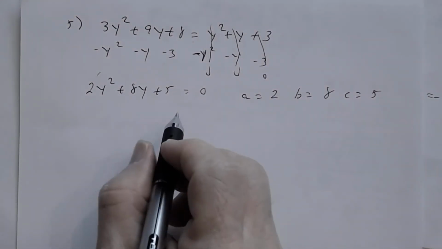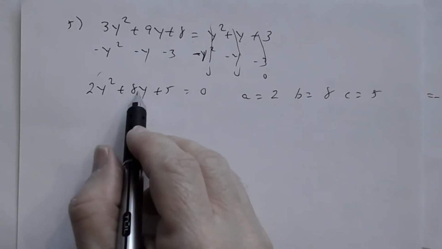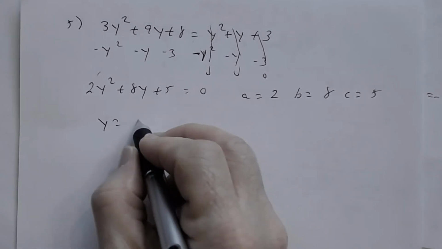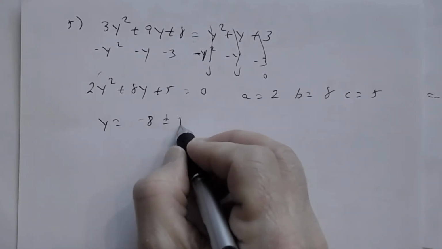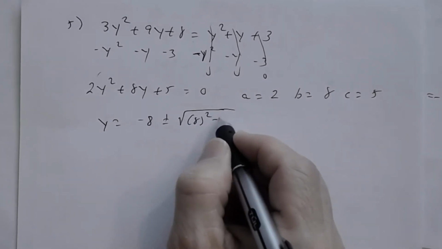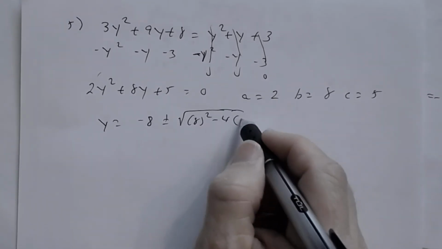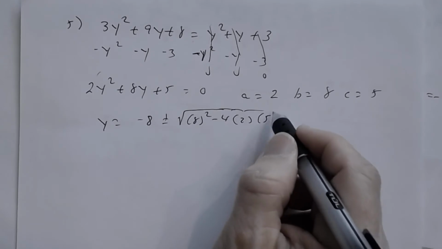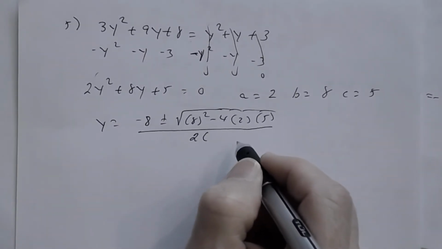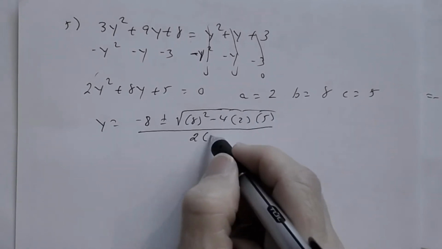if you substitute into the quadratic formula, now remember your variable now is y, so you've got to say y equals the opposite of 8, so that's negative 8, plus or minus the square root of b, which is 8 squared, minus 4 times a, which is 2, times c, which is 5. All of that is being divided by 2 times a, and a is 2.